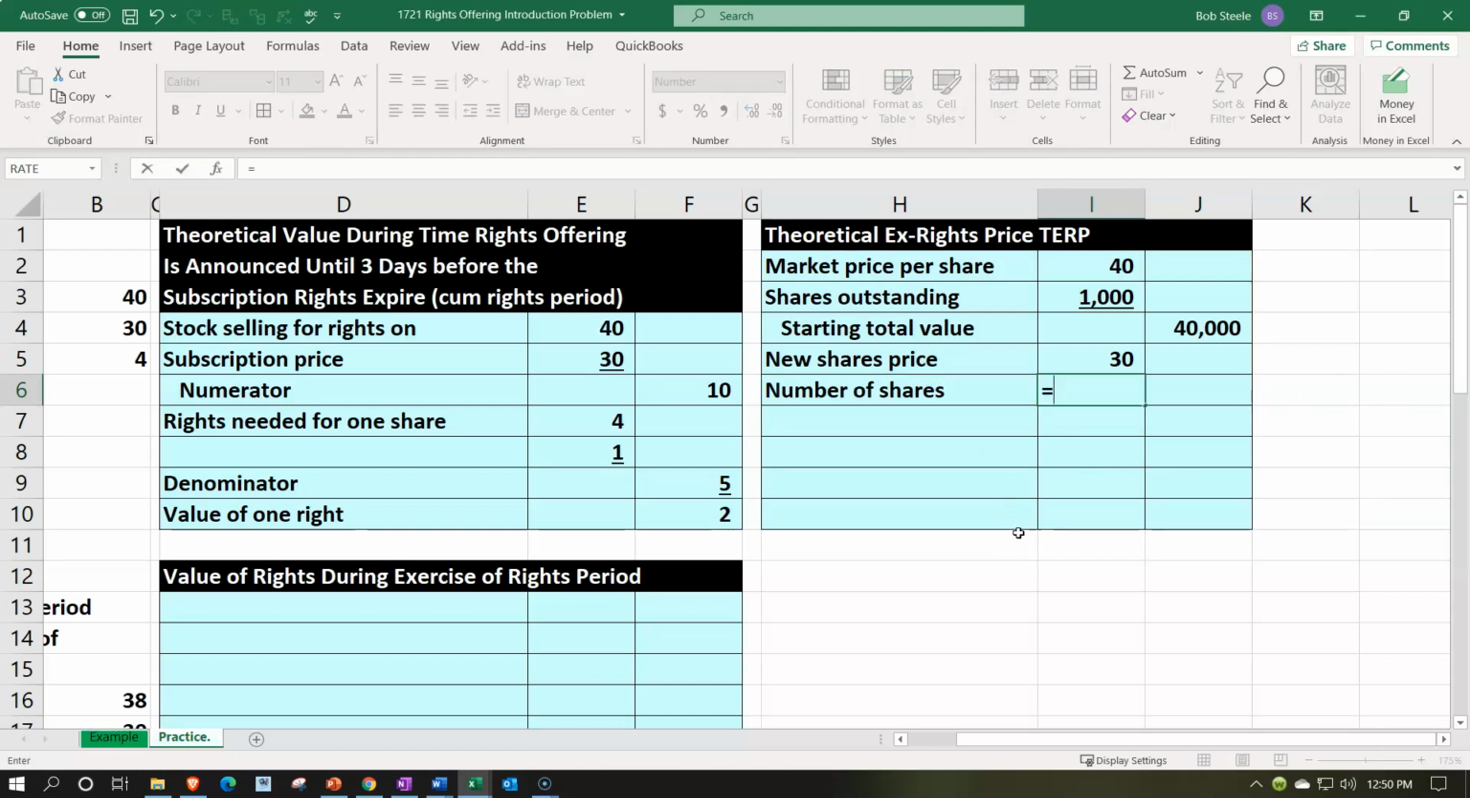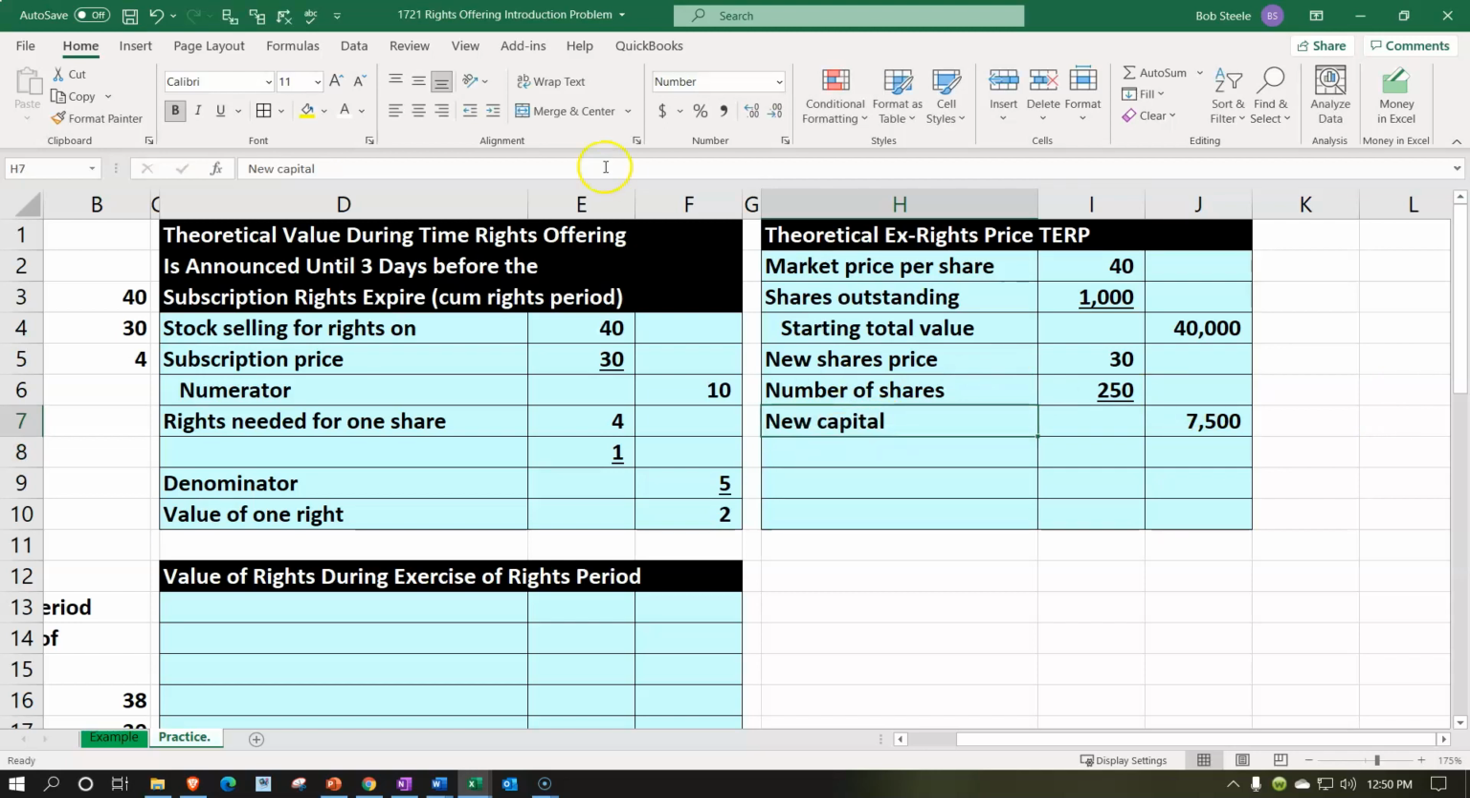It takes four of these rights to buy one share. Therefore, if we have 1,000 shares out there and all those shareholders got one of these options, and it takes 4 of them to buy a new share, the 1,000 divided by 4 is going to give us 250. So we expect 250 new shares to be purchased at the $30, which is going to give us new cash into the company of $7,500. So $7,500 would be the new cash or the new capital.